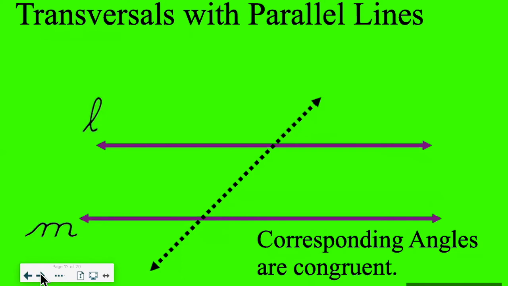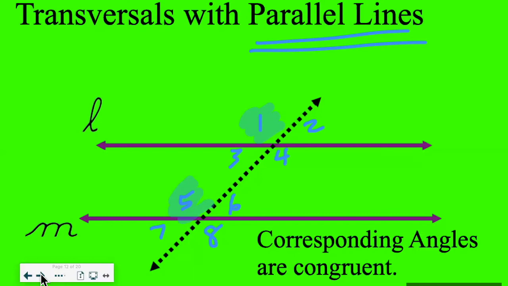Now, when we have a transversal that deals with parallel lines, this is only true when you have parallel lines, the corresponding angles are going to be congruent. So let's look at this. If this is angle 1, 2, 3, 4, 5, 6, 7, 8. This is saying that corresponding angles are congruent. So remember, corresponding fall on the same side of the line and the same side of the transversal. So what corresponding angles do we have here? Angle 1 corresponds with angle 5. They are on the same side of the transversal and the same side of the line. They are above the line.